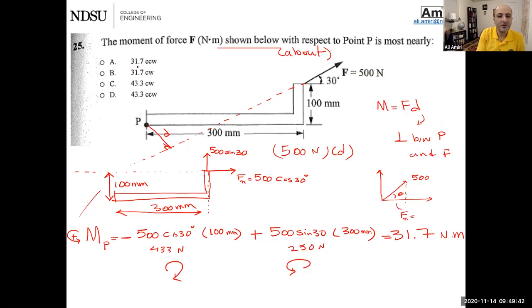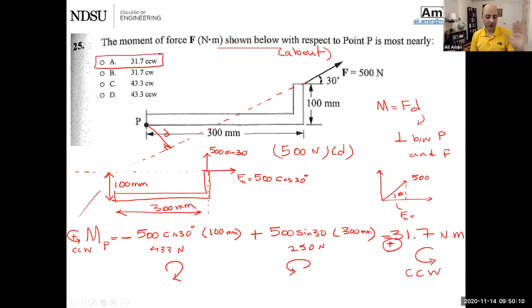31.7. Oh, we have two of them. So that sign is going to be important. It turned out to be plus. Plus means it should agree with my sign. My sign is counterclockwise, so this guy here is also this way, or counterclockwise. So good thing we kept track of signs. So it's going to be this one.